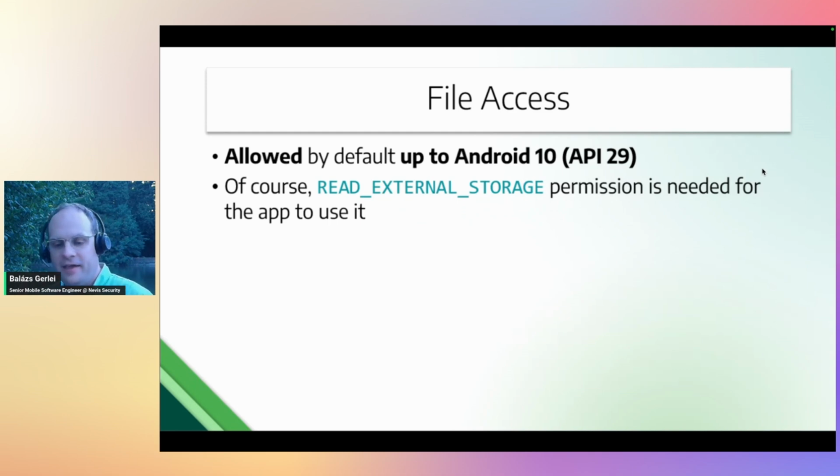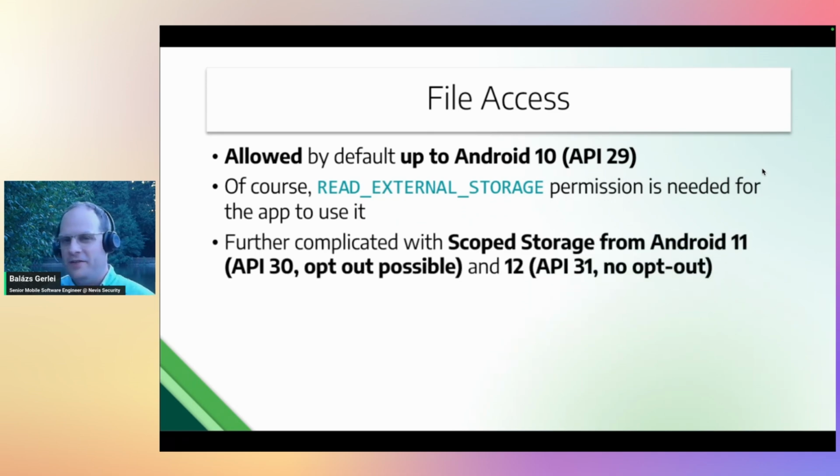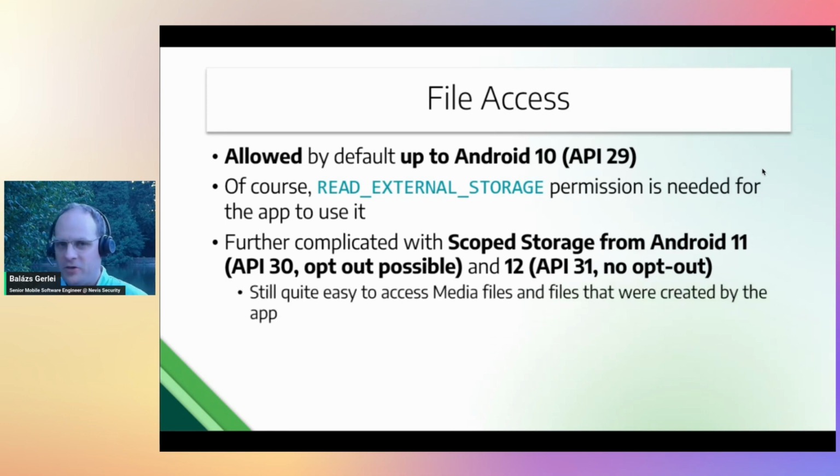Then you can say that, from Android 11, it's more complicated because we have scoped storage now and the storage access framework. That's kind of true, though. On Android 11, if an application was installed before the device is updated to Android 11, the app can still opt out of scoped storage. From Android 12, this is not possible. But even more than that, I'm not sure that you knew that media files can still be accessed easily without the storage access framework.